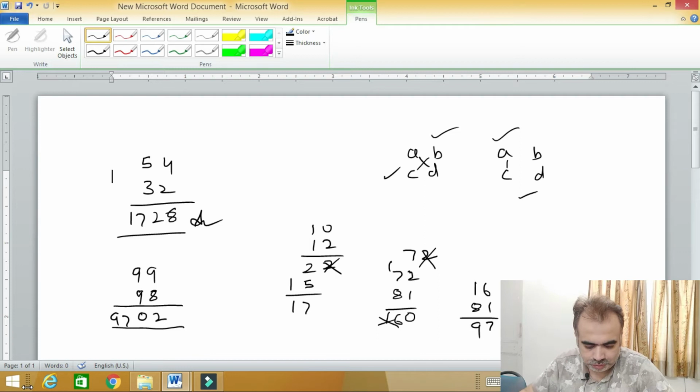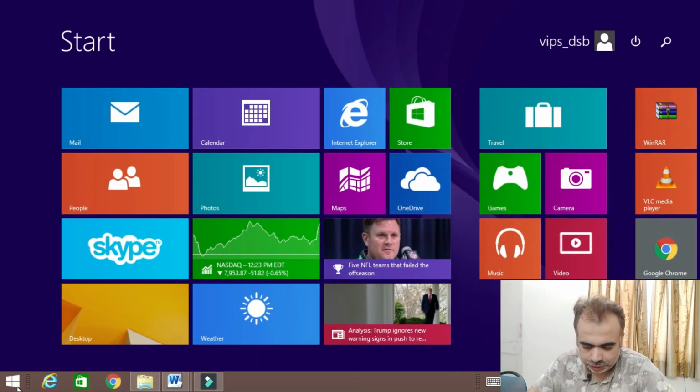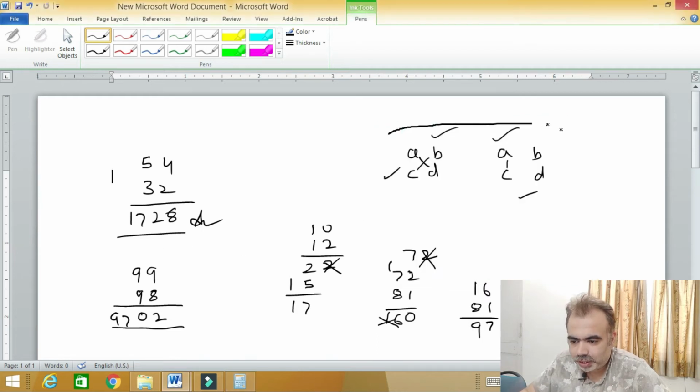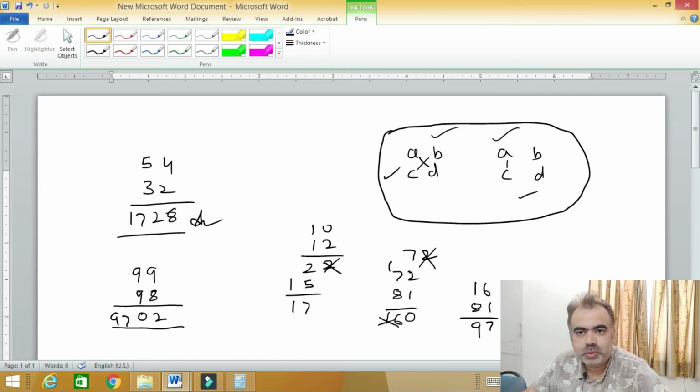I'll show you if you want to check it. So I'll open a calculator here and multiply 99 with 98. This will give me the result 9702. Similarly, you can check the earlier answer also, that is 54 multiplied by 32. This will give you 1728. So if you remember this pattern, you can do any multiplication in a simple single step, and this will help you out in your entrance exams where you have to multiply big numbers together.